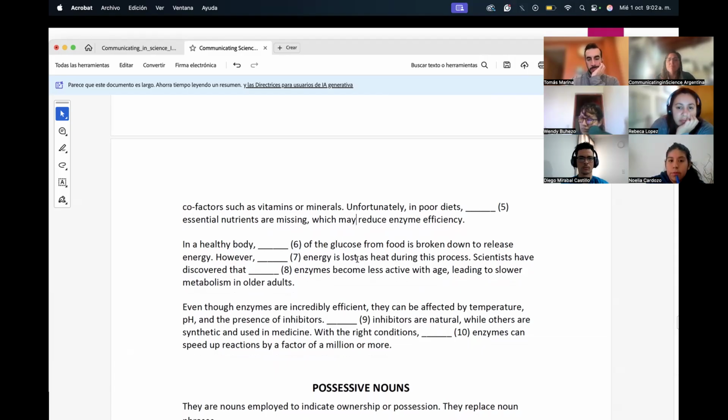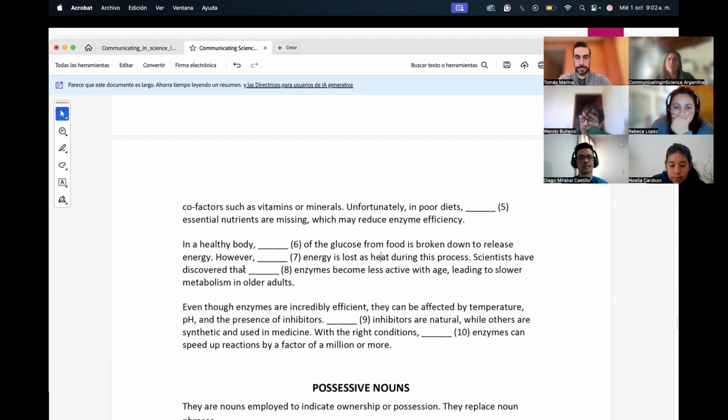However, energy is lost as heat during the process. What? Some energy, not all. Some energy is lost.